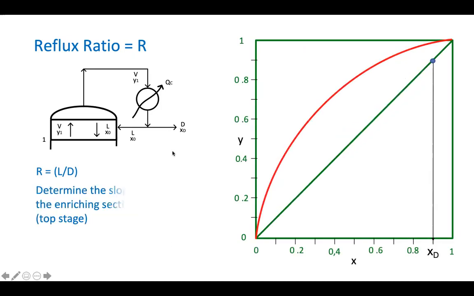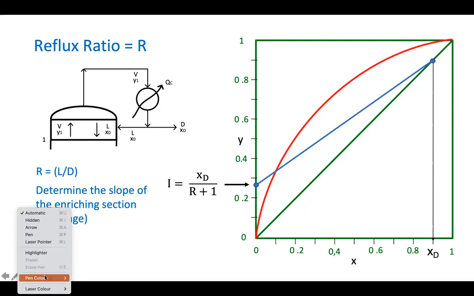So the reflux ratio, we define it as the slope for the enriching section. No, the reflux ratio, I think it should be the ratio between the liquid and the distillate. Okay, can I read it? Let me check, wait a little bit. Let me make sure, it's the pen color.